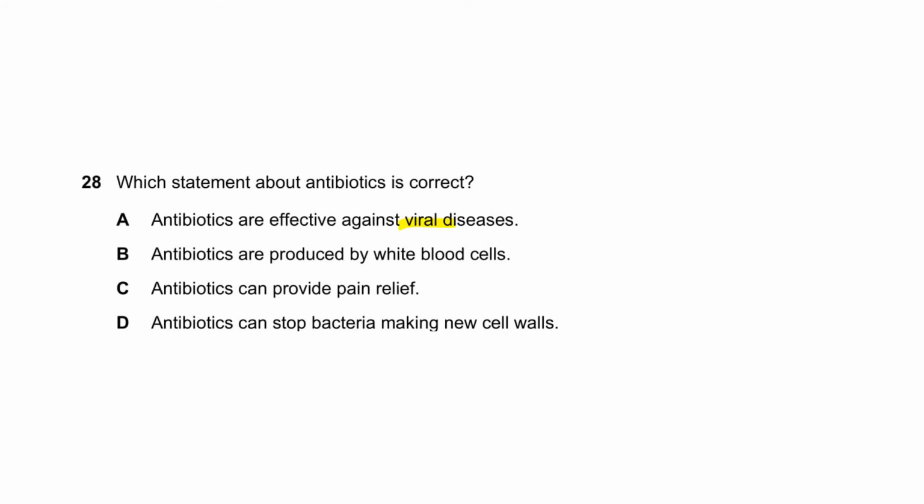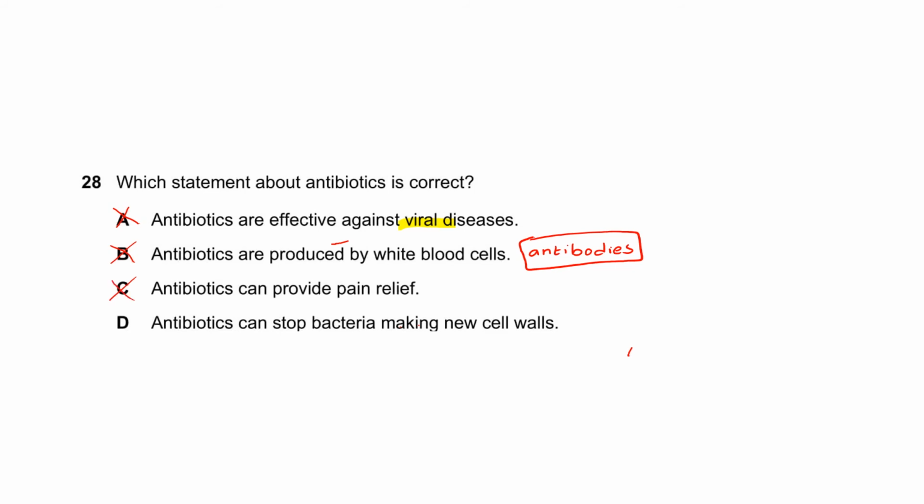Question 28 says, which statement about antibiotics is correct? Antibiotics are effective against viral diseases. This is wrong because antibiotics are not effective against viruses, it's only bacteria. Antibiotics are produced by white blood cells. This is wrong. They're not produced in the body, you take them in. Usually you would confuse this with antibodies, which are made by the white blood cells, but antibiotics are not made in the white blood cells.